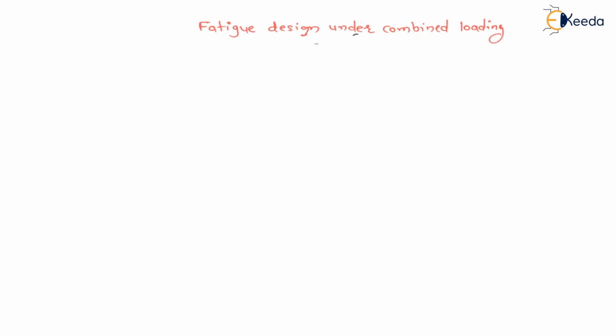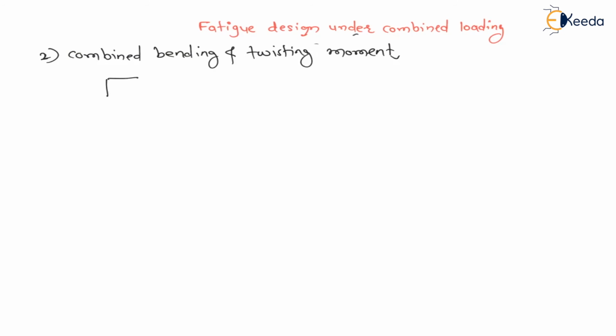Second case is the component is subjected to 2D loading. In 2D loading, the component is subjected to combined bending moment and twisting moment, right? Now again in theories of failure topic we have seen this. For combined bending and twisting moment, in the component there is a bending stress sigma b, as well as there is torsional shear stress due to torque. Due to bending moment there is bending stress sigma b, and due to torsion there is torsional shear stress tau.